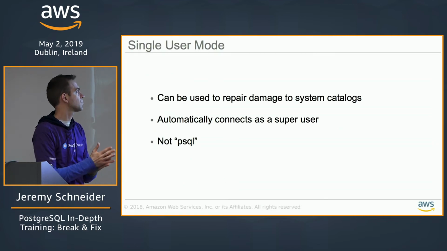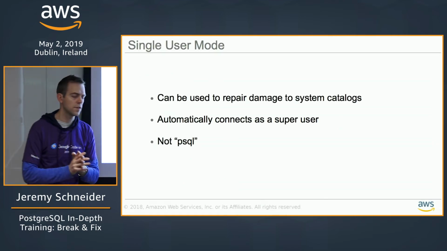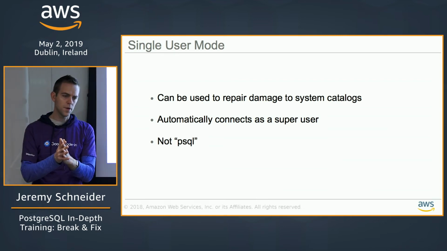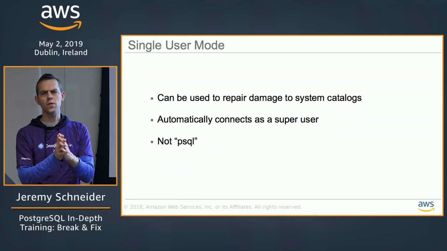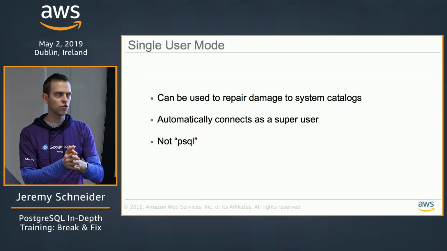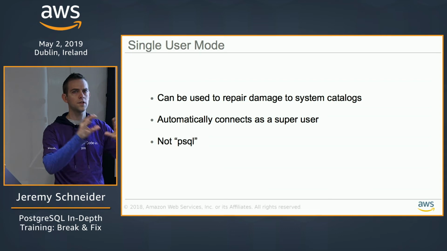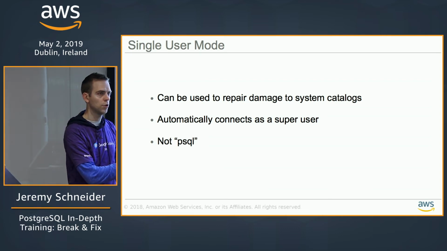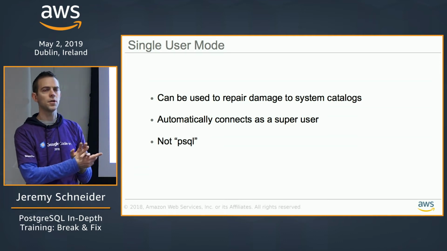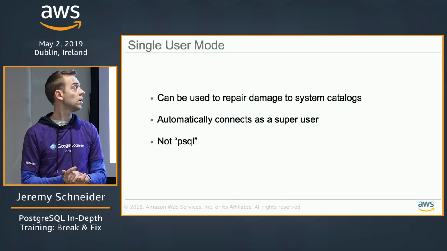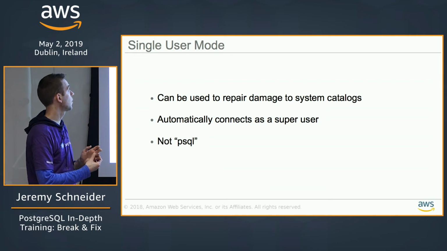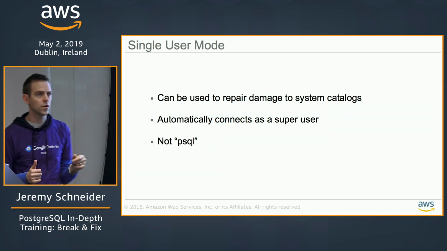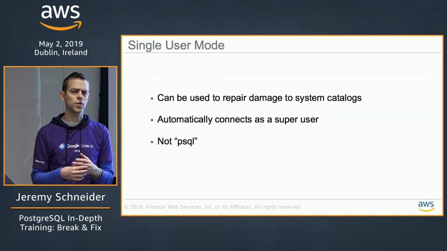Single user mode. Single user mode is a special startup mode for a Postgres database. This is something you would use on EC2 or self-managed. In the RDS ecosystem and in the Aurora ecosystem, this is something that the service team would use in a crisis, right? But it's not something that is exposed to customers. But it's important, right? I think some other databases have similar concepts.